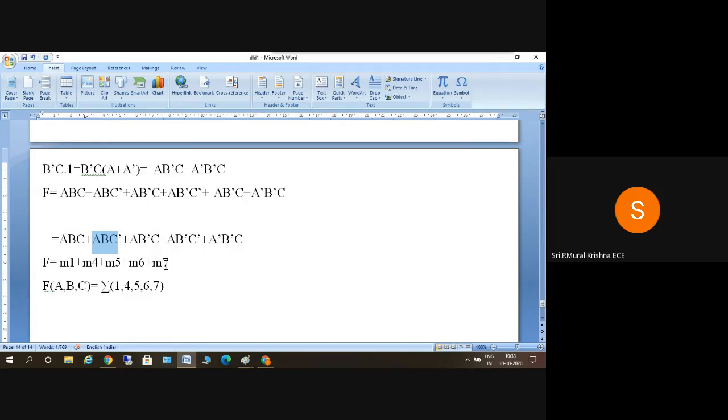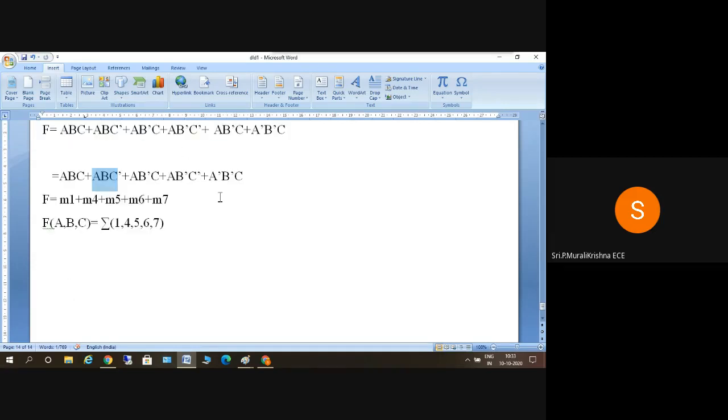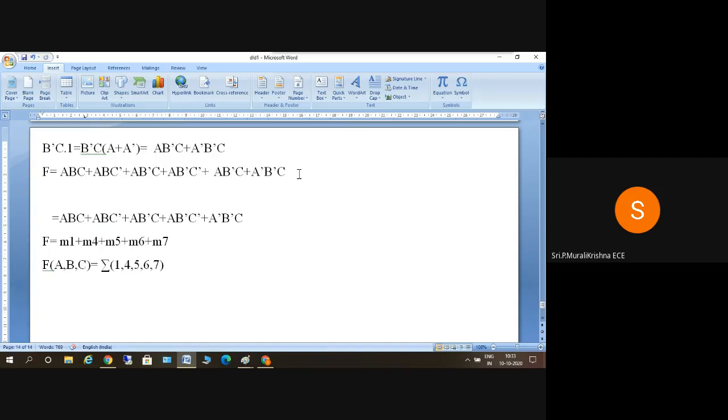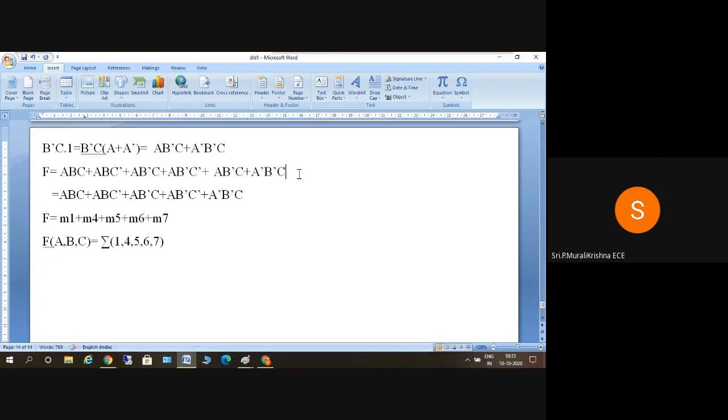Next we'll see the same problem, but for max terms. This is one of the ways to find the max terms, but you'll be asked questions like: express the Boolean function as a product of max terms. So we'll take another problem. Be clear with these concepts. You may feel that you'll listen afterwards and understand, but it's not possible. Just listen carefully. Right, and take the next problem.